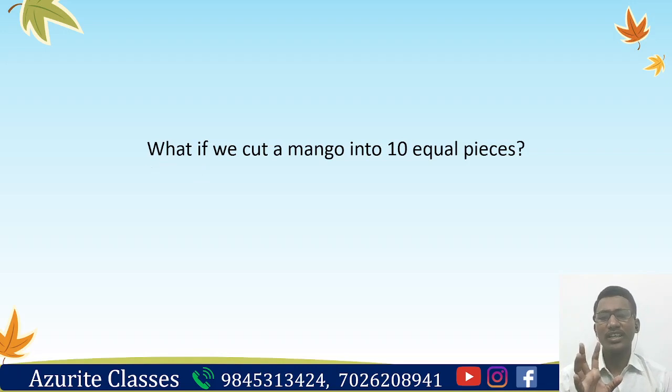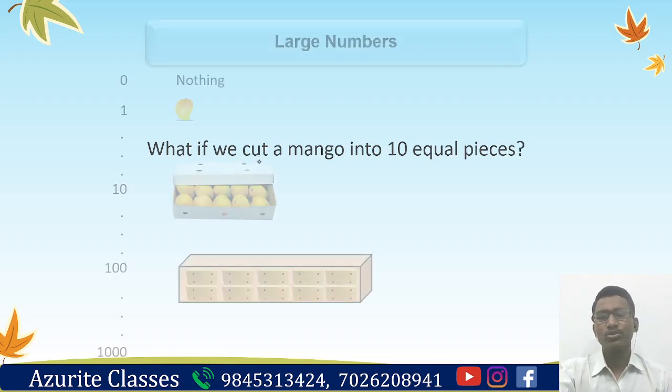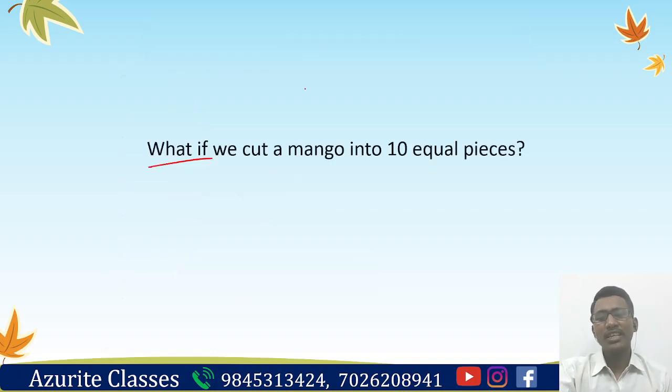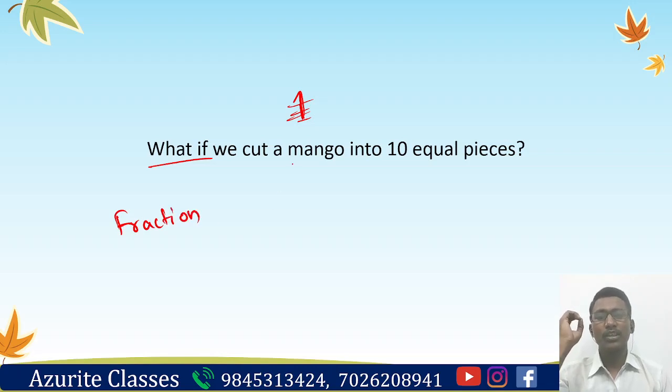Now there were mangoes, right? We had represented them with mango. One mango is one. Then if we cut the same one mango into pieces, what will happen? How do we represent that? We had represented it in fraction, right? If we cut one mango and make pieces, we represent it in fraction.